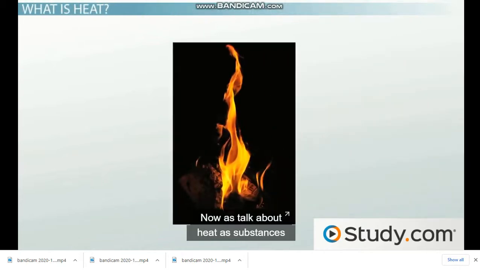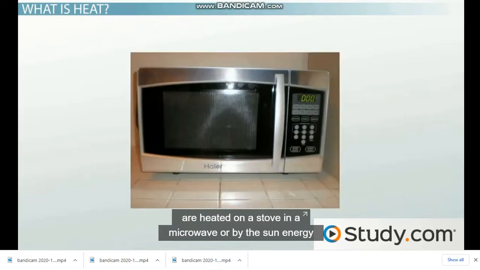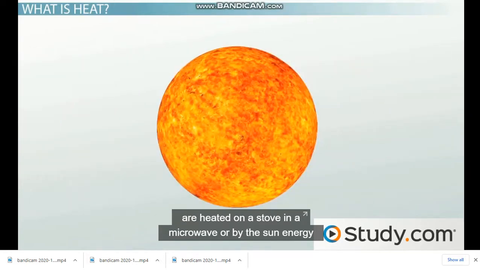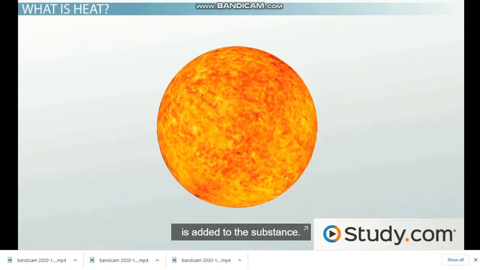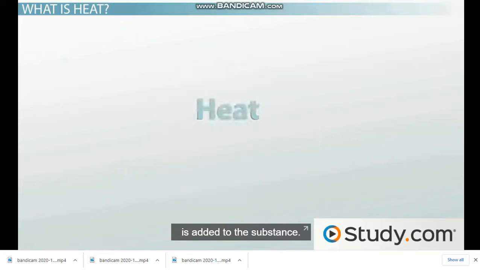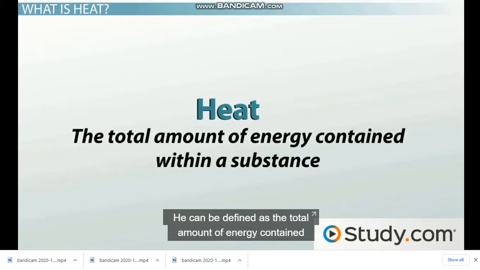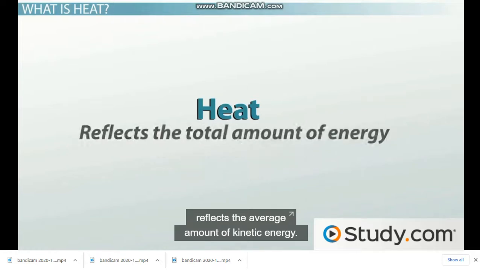Now let's talk about heat. As substances are heated on a stove, in a microwave, or by the sun, energy is added to the substance. Heat can be defined as the total amount of energy contained within the substance. Where temperature reflects the average amount of kinetic energy, heat reflects the total energy.